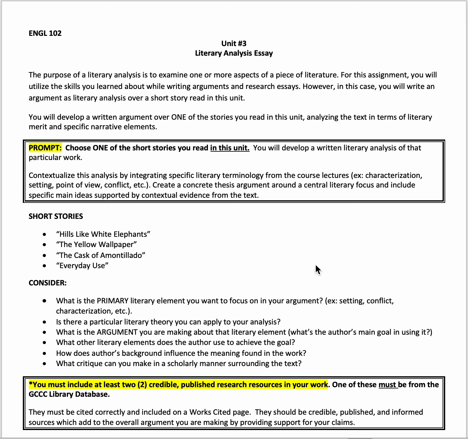So you are going to write your analysis over a short story that we read in this unit and develop a written argument around that story using literary elements and narrative elements. So what you're going to do is choose one of the stories that we read in this unit. Make sure that you are writing about a story that we read in this unit. Do not give me an essay that's over a story that we didn't read in this unit. Develop a written and literary analysis of that work.